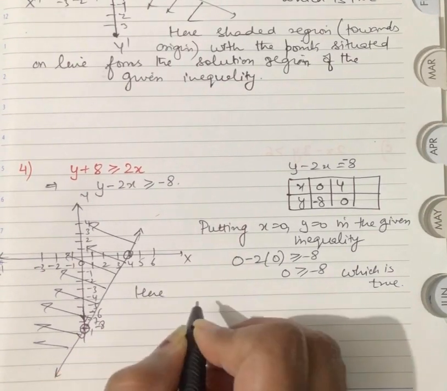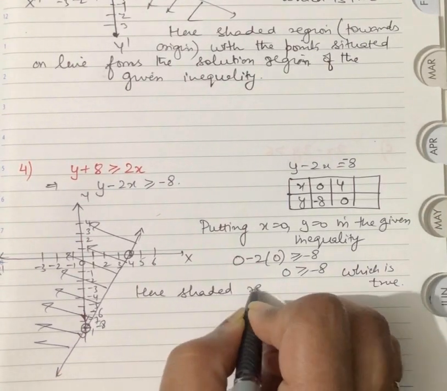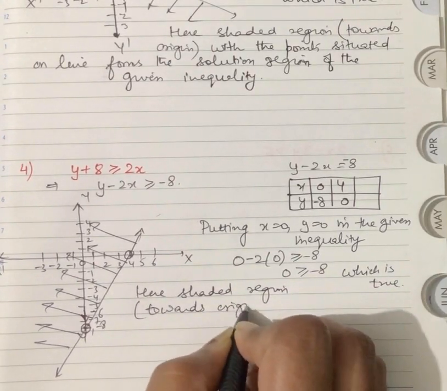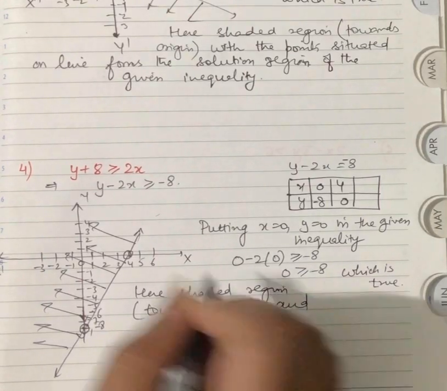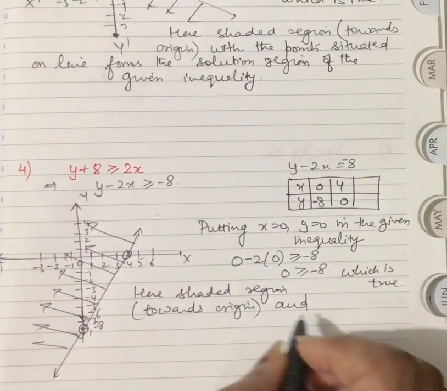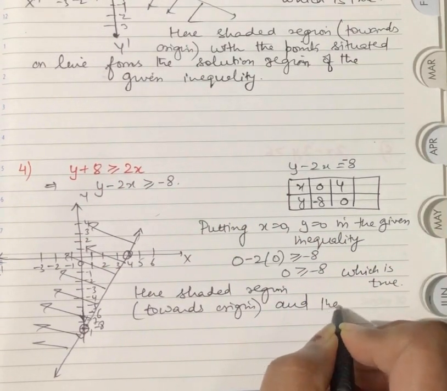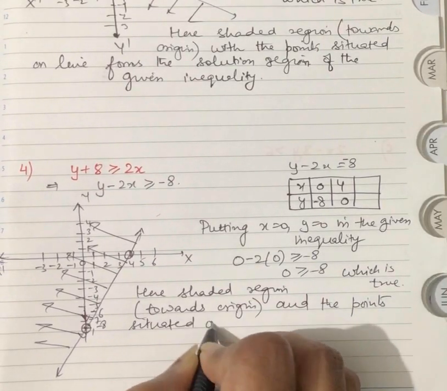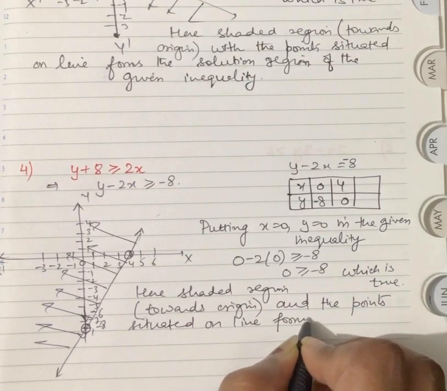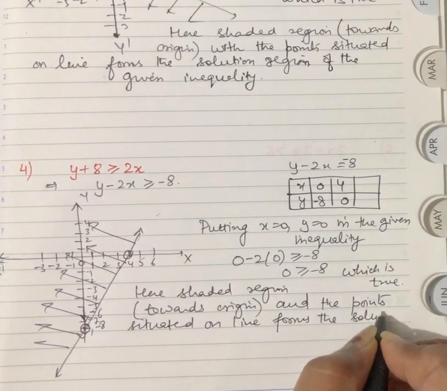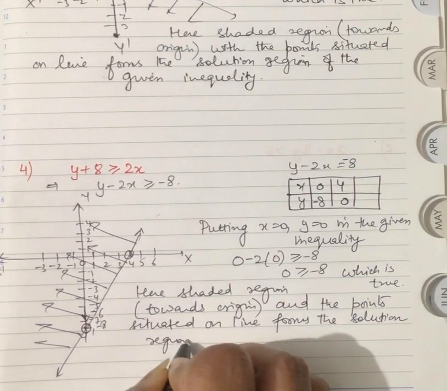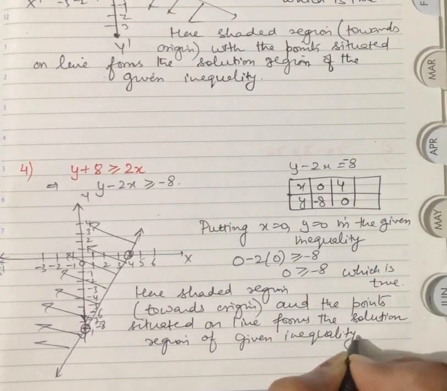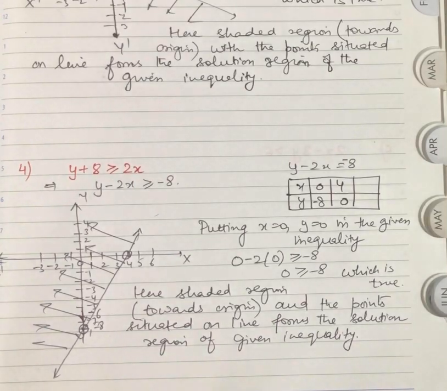So here shaded region, that is towards origin, and since there is sign of equality also, the points situated on the line form the solution region of the given inequality. This is the fourth question.